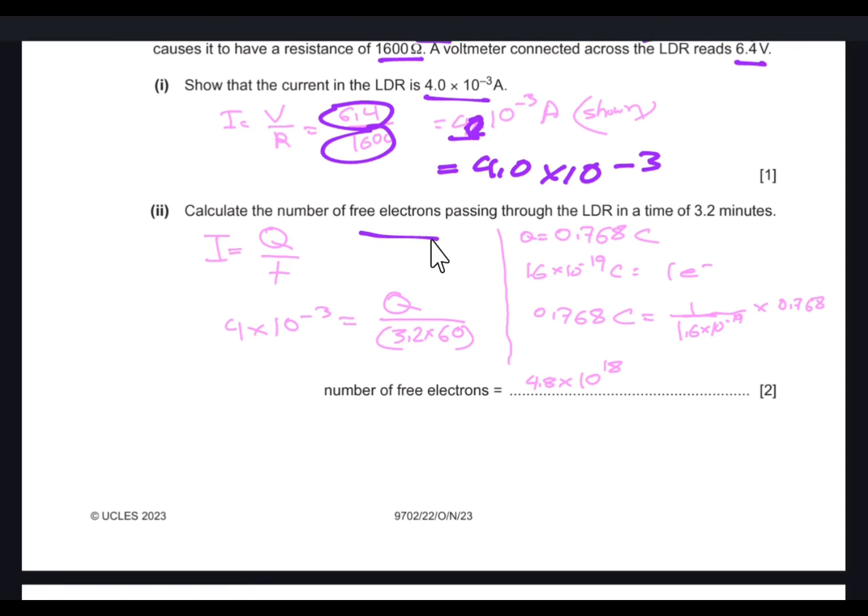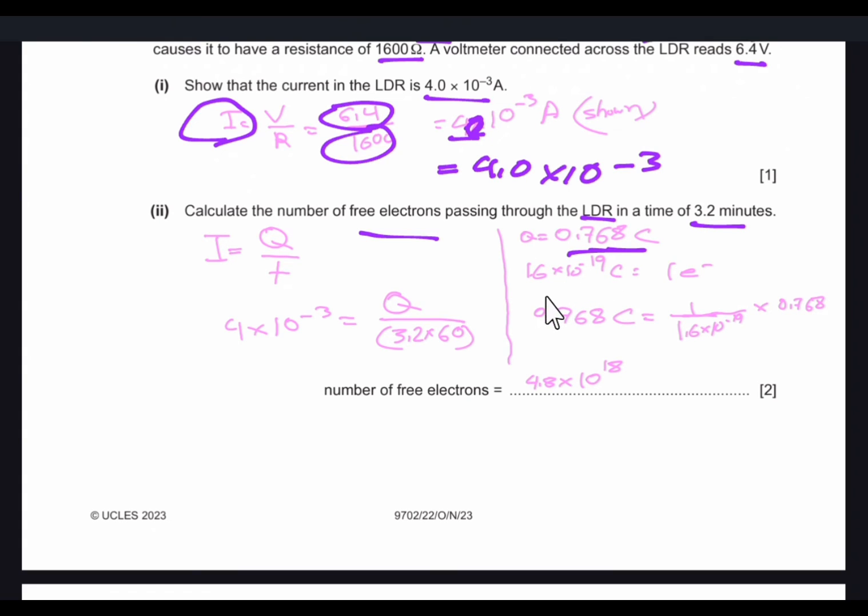Calculate the number of free electrons passing through the LDR in the time 3.2 minutes. To find the number of electrons, first of all, we know the value of current, and we know that current is equal to charge per unit time. So charge is equal to this much charge.